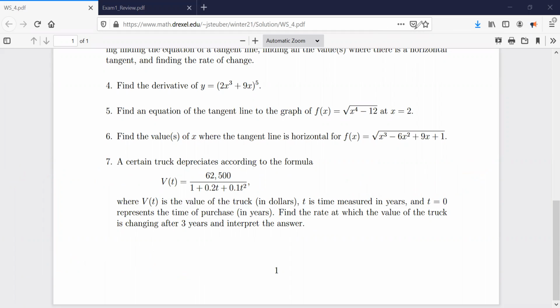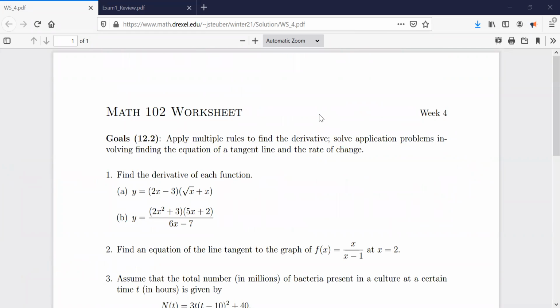Does anyone have any last questions about this worksheet before I switch over to the exam 1 review?